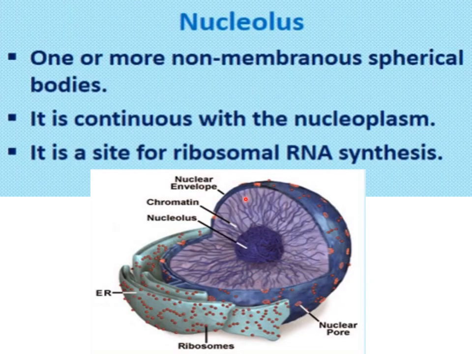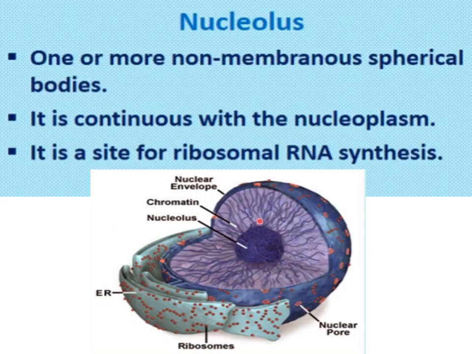Now the next part which is present in the nucleus is the nucleolus. One or more non-membranous spherical bodies are present in the center of the nucleus, which is called the nucleolus. These are non-membranous, no separate membrane is present here. It is continuous with the nucleoplasm. You know, the nuclear matrix or nucleoplasm is present inside the nucleus, so the nucleolus is also continuous with that. It is a site for ribosomal RNA synthesis.